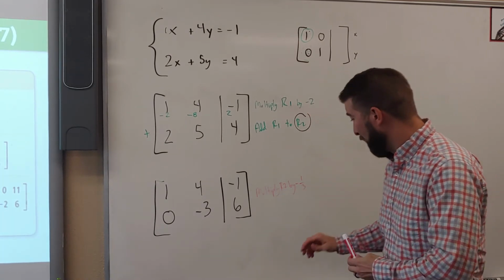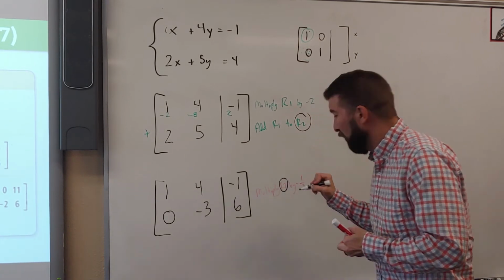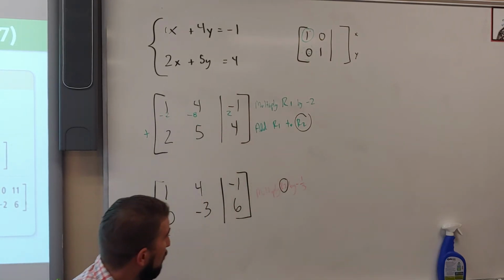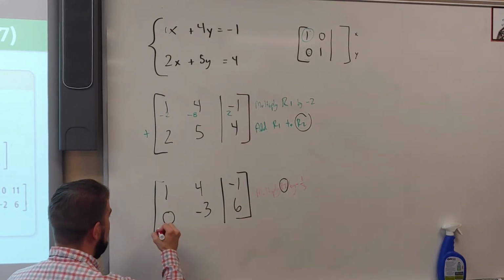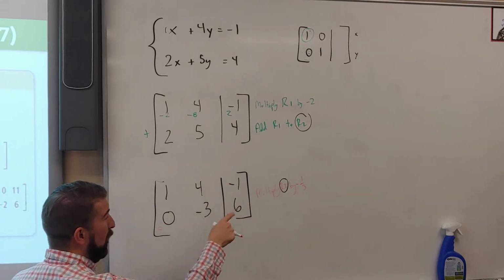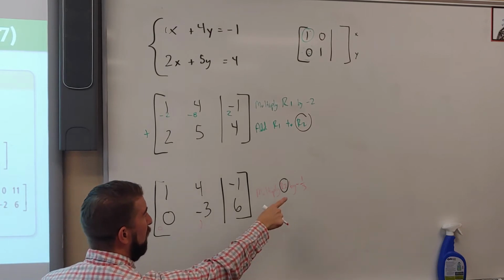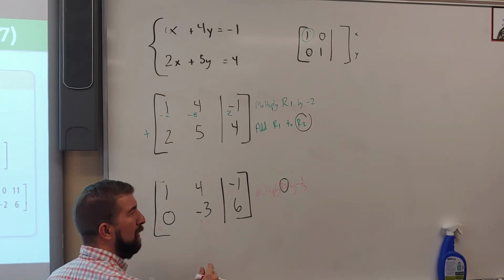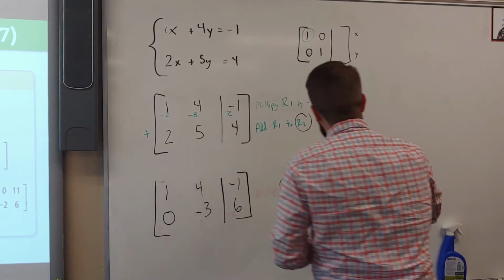Now the last row that I mentioned in these instructions is row 2, because that's the only row I mentioned. And so when I come over here, negative 1/3 times 0 is? 0. Negative 1/3 times negative 3 is? Positive 1. And negative 1/3 times 6 is? Negative 2.